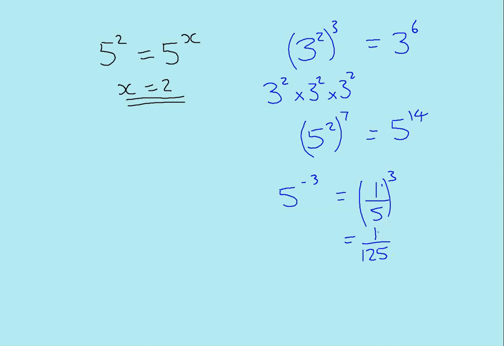And just so you're fully confident, if I had 4 to the minus 2, that's the same as 1 over 4 all squared, which is 1 over 16. Okay, let's go. So here's a question for you. 9 to the power of x is equal to 3 to the power of 4.